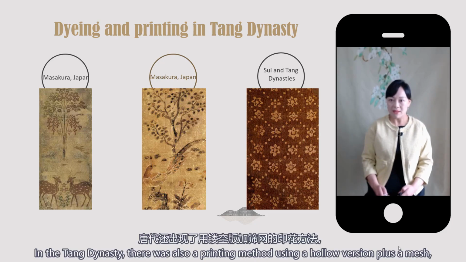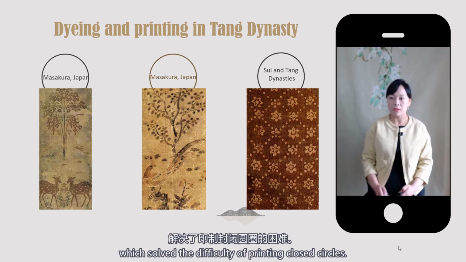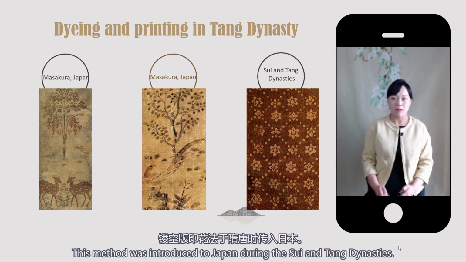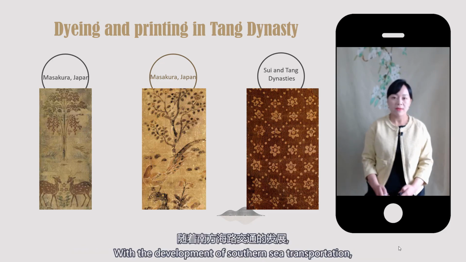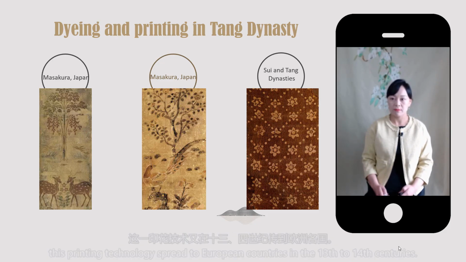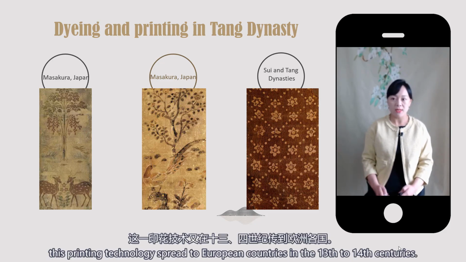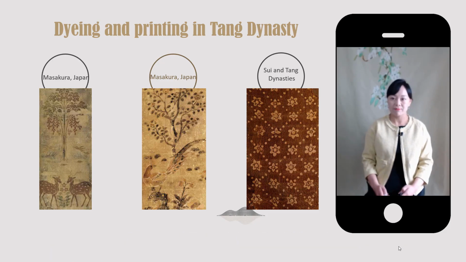In the Tang Dynasty, there was also a printing method using a hollow plate plus a mesh, which solved the difficulty of printing closed circles. This method was introduced to Japan during the Sui and Tang Dynasties. With the development of Southern Sea transportation, this printing technology spread to European countries in the 13th to 14th centuries.